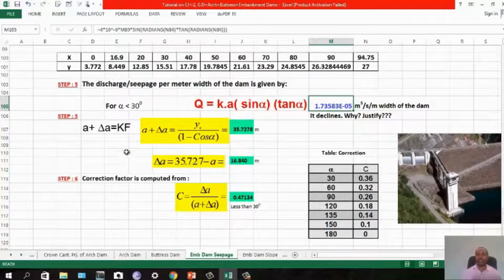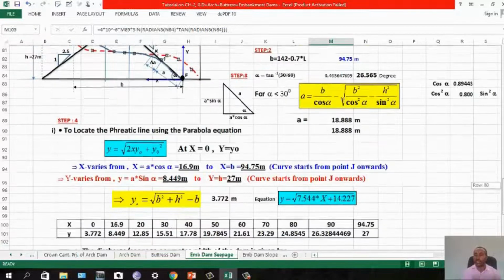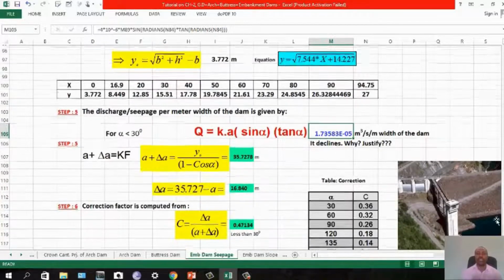So step 5, let us go to correction factor, which is shifting of theoretical phreatic line and actual phreatic line, which is this one. Kj is the shifting. Just the actual phreatic line, it will pass like this, it will meet, but this is actual phreatic line, it will go. The red one is actual and the blue one is theoretical. So this is delta A, which is the shifting distance. So you calculate now A plus delta A, which is Kf.